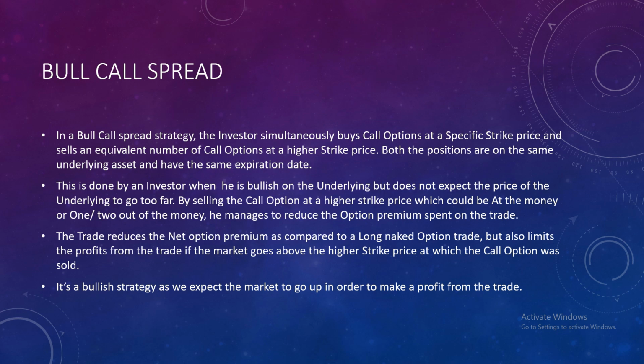By selling the call option at a higher strike price, which could be at the money or out of the money, he manages to reduce the option premium spent on the trade. The trade reduces the net option premium as compared to a long naked option trade, but also limits the profits from the trade if the market goes above the higher strike price at which the call option was sold. It's a bullish strategy as we expect the market to go up in order to make a profit from the trade.